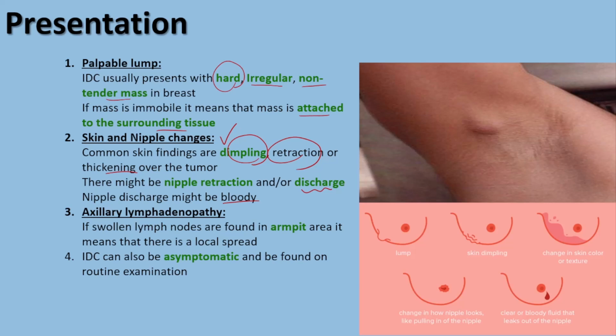We can have enlargement of the lymph nodes, and as the result, the lymph nodes in the armpit are going to be enlarged, something that you can see in this picture. And this is a very warning sign because it means that we have a local spread of cancer cells. But invasive ductal carcinoma can be almost completely asymptomatic and be found on routine examination and mammography.